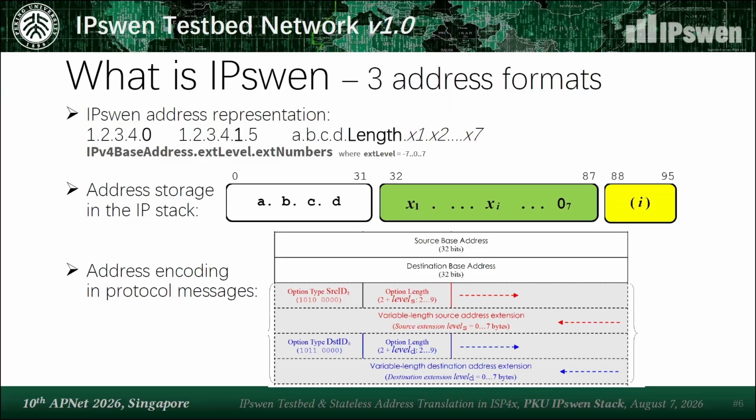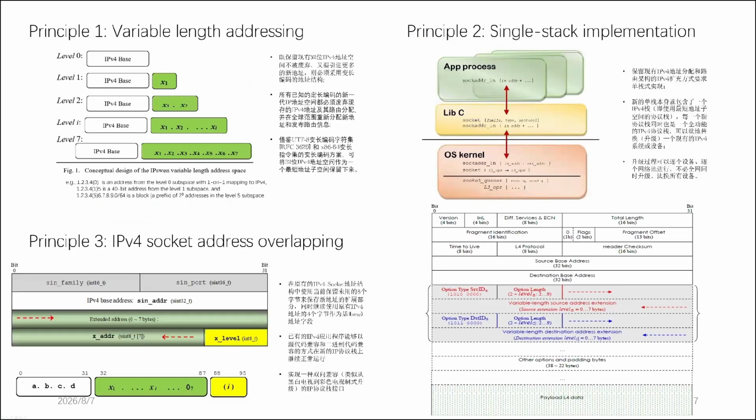It's variable length. So you'll see a text representation: you just add some dotted decimal after the base IPv4 address, up to 7 bytes, and then you store it. You store the address in any IP stacks with a fixed length 12 byte structure, and then you use another kind of variable encoding in protocol messages, such as the BGP update message. These three elements, we call the design principle of this schema.